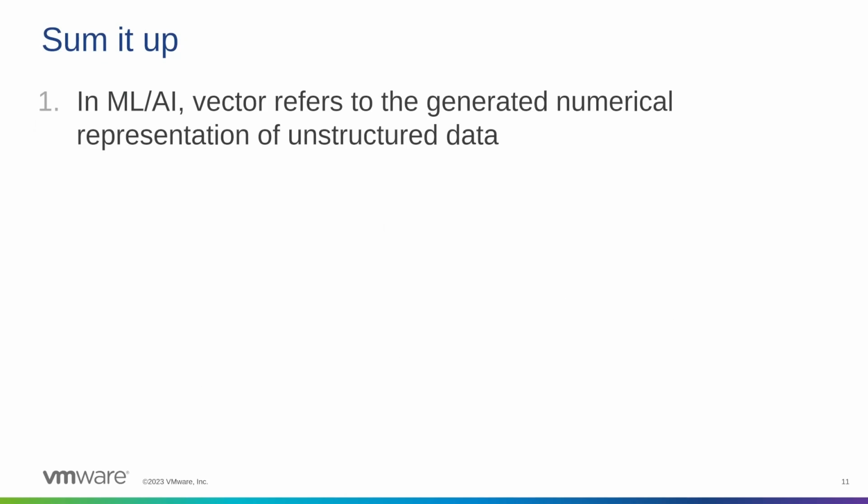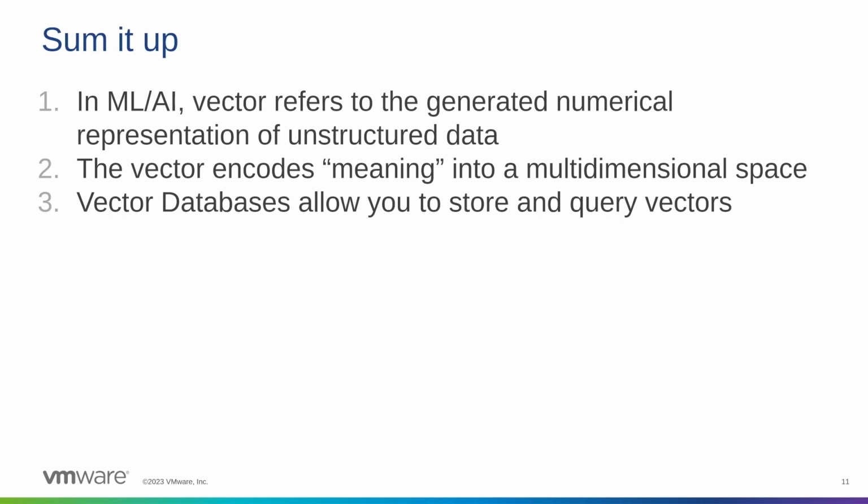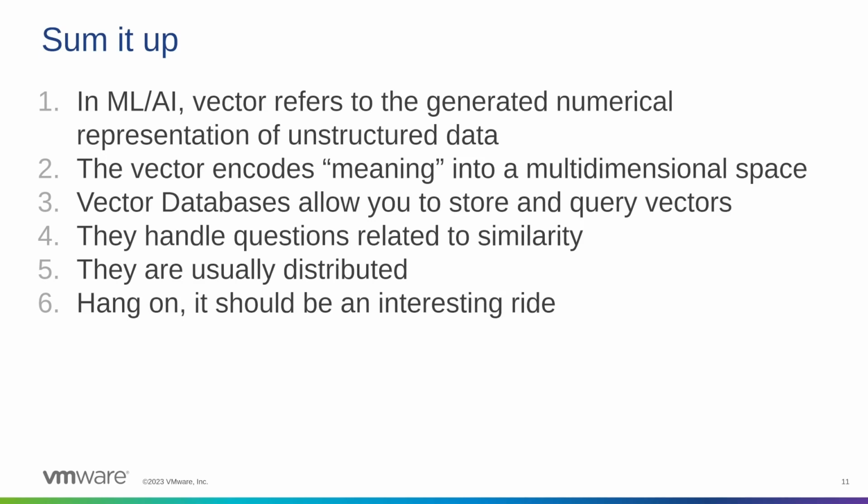To sum it up, in ML and AI, vectors refers to the generated numerical representation of unstructured data. Again, it can be structured, but typically now it's unstructured, and these are called embeddings. The vector encodes meaning into a multidimensional space. So it kind of encodes the meaning of that picture into some high-dimensional space that you can then ask questions with. Vector databases allow you to store and query vectors. That was pretty obvious. They handle questions related to similarity. They're usually distributed horizontally. And hang on, it should be an interesting ride.